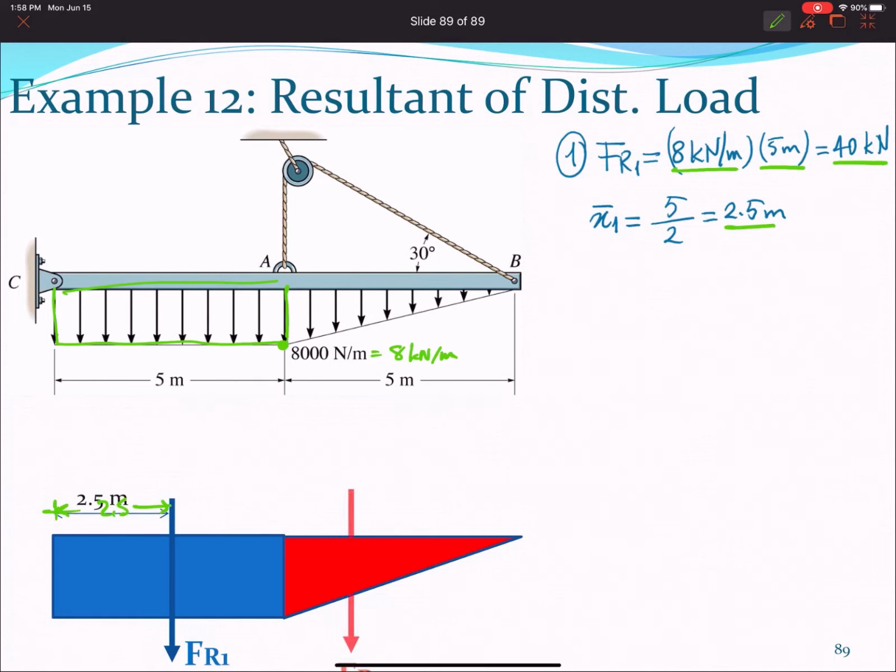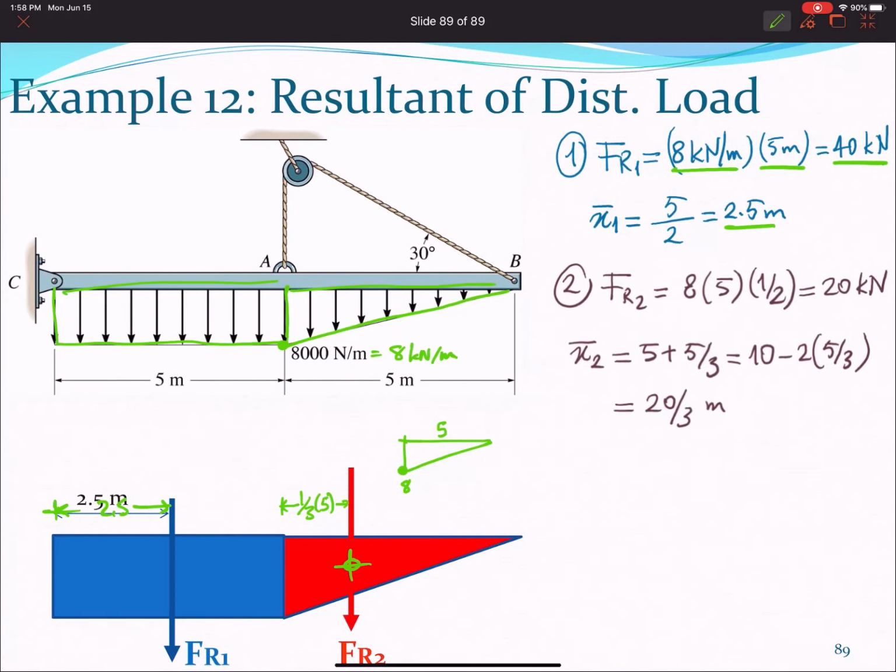What about the triangle? It passes through the centroid of it, which is 1/3 of 5. And what about the magnitude of it? Well, it's just the area. So it's a triangle that looks like this, 8 here and then 5 here. So 5 times 8, 40 divided by 2 gives you 20.